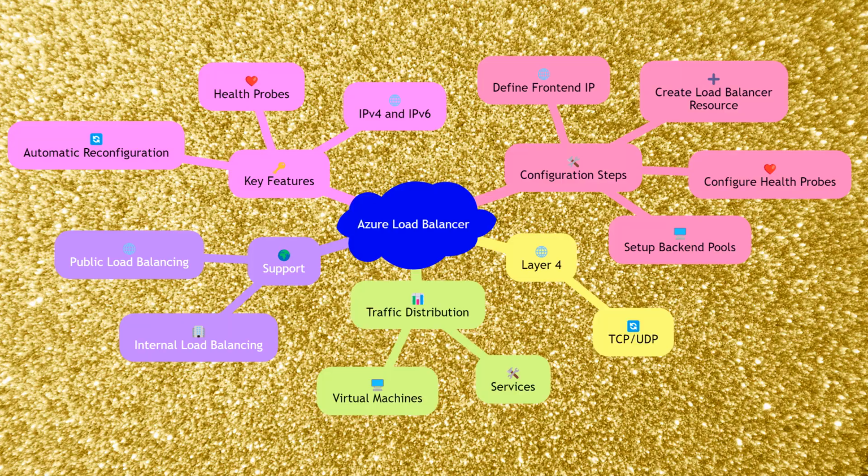Azure Load Balancer is a Layer 4 TCP/UDP load balancer that distributes incoming traffic across multiple virtual machines or services within a region. It supports both public and internal load balancing, making it suitable for internet-facing applications as well as internal workloads. Key features of Azure Load Balancer include automatic reconfiguration, health probes, and support for both IPv4 and IPv6. To configure an Azure Load Balancer, you need to create a load balancer resource, define a front-end IP configuration, and set up back-end pools and health probes.